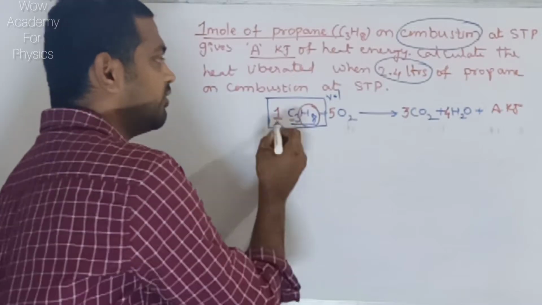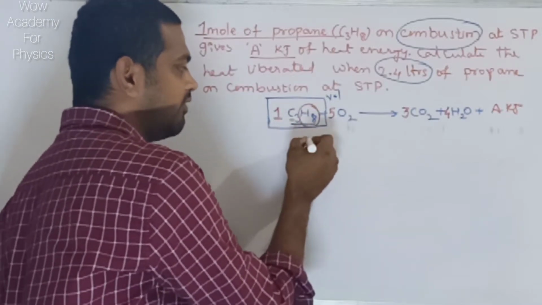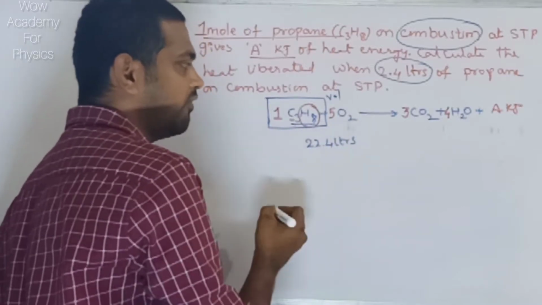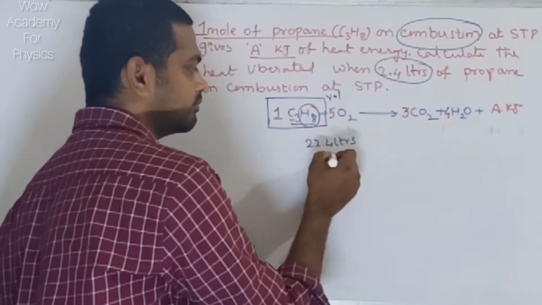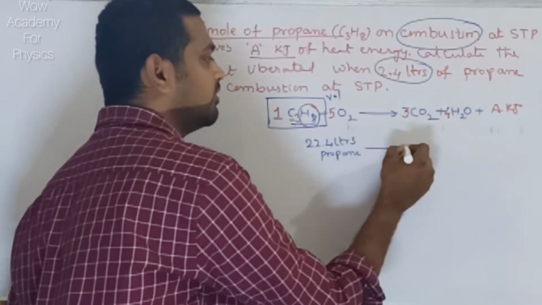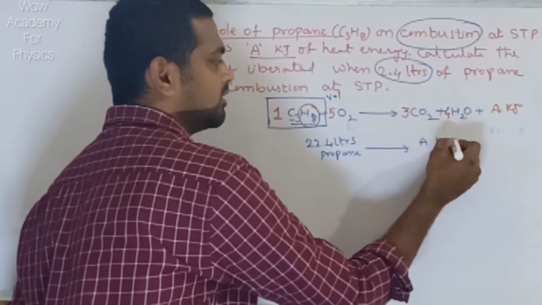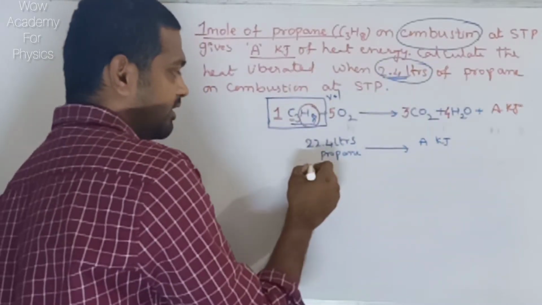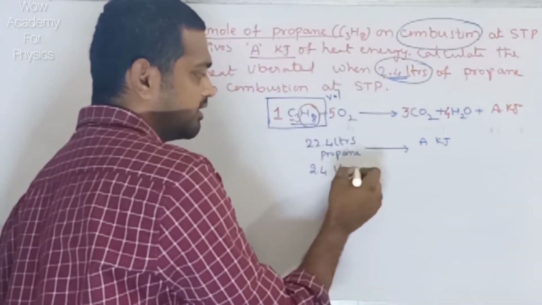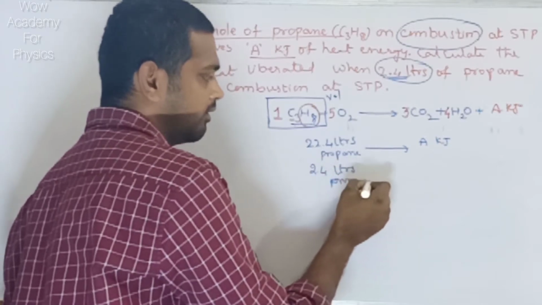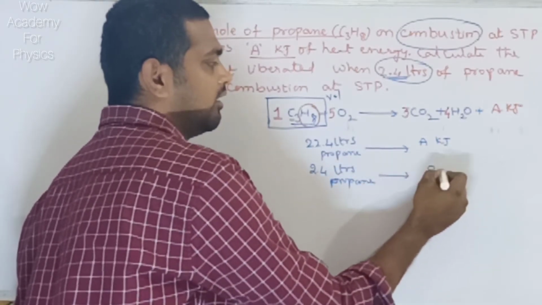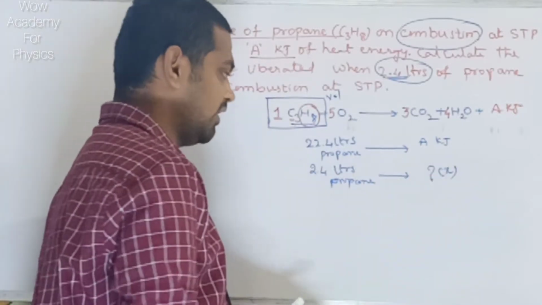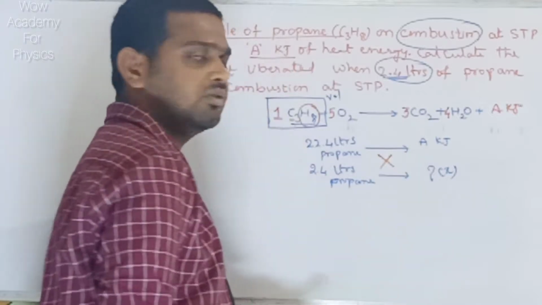So 1 mole of propane consists of 22.4 liters at STP. So 22.4 liters of propane will produce 8 kilojoules of heat energy. But in the question, he has given 2.4 liters. So by means of 2.4 liters of propane, how many kilojoules of heat energy is going to be liberated? Let us consider that as X. Simple. The next step is to do cross multiplication.